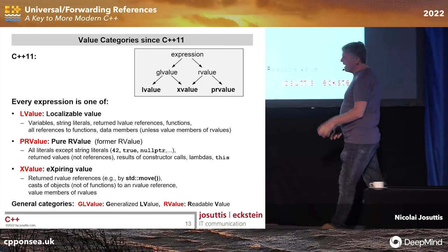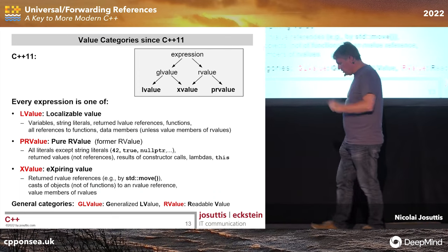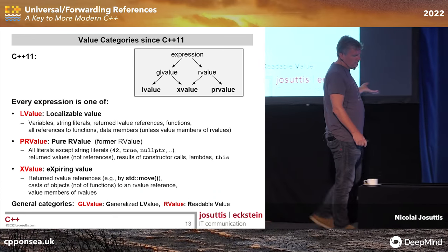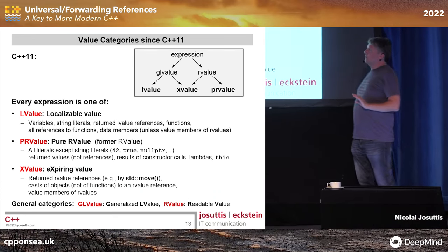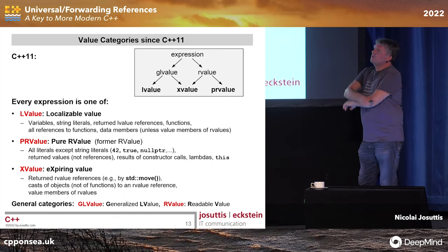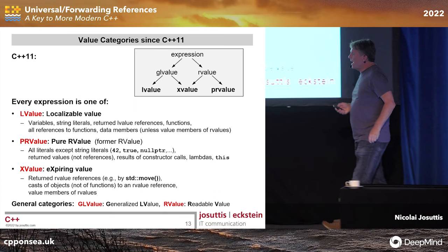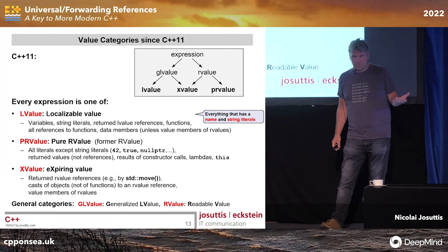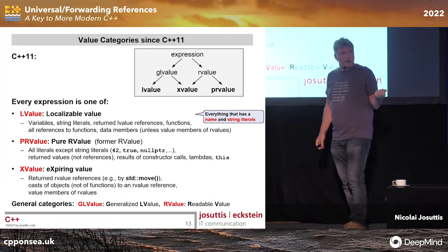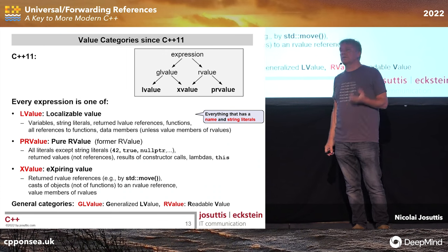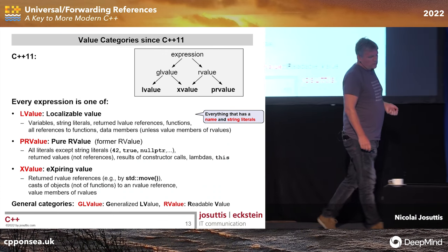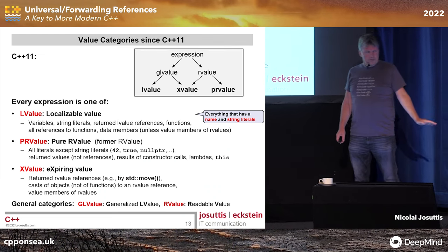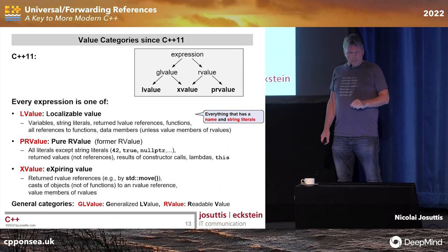If we have any expression in the code, it is either an L value, an X value, or a PR value. Roughly the rules are as follows. An L value is something you can take an address of, which especially applies to everything that has a name. Interesting, also string literals have a specified location in the program, so you can take the address, so that's also an L value.